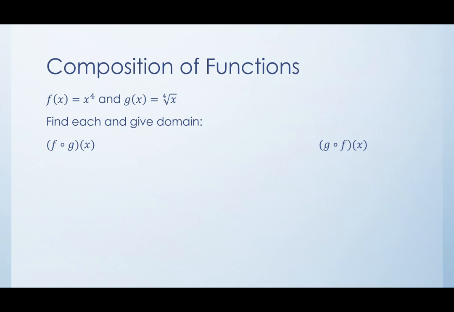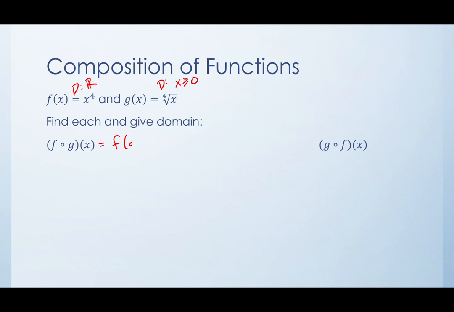All right, so we've got another example for composition of functions. This time we have x to the fourth and the fourth root of x. So we'll talk first about domain. The domain of f of x is going to be all real numbers. For g of x, we are going to be limited to non-negative numbers because we can't take even roots of negative numbers.